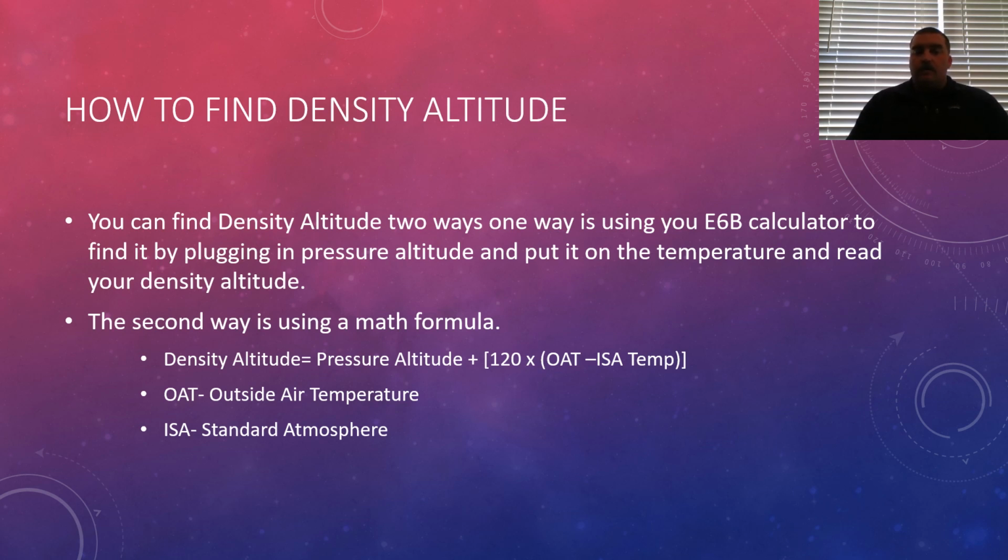The second way is you can use a mathematical formula. Density altitude is equal to pressure altitude plus 120 times your outside air temperature minus your standard atmospheric temperature. So that's where your formulas come in to finding your density altitude.